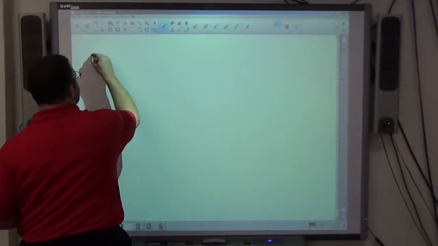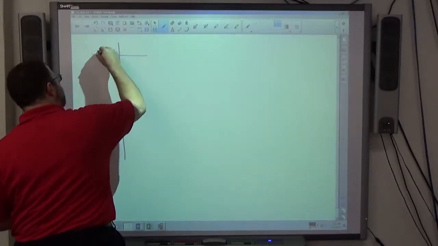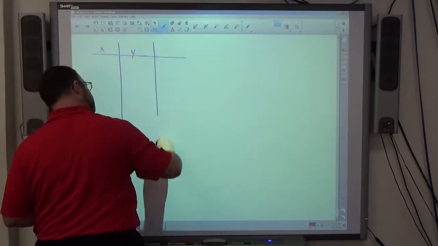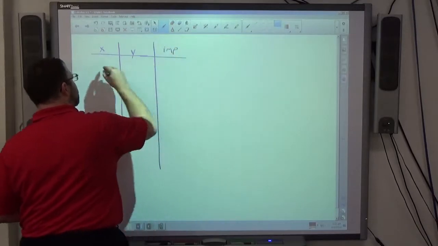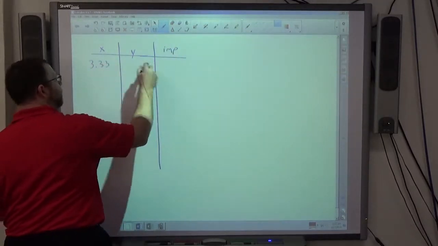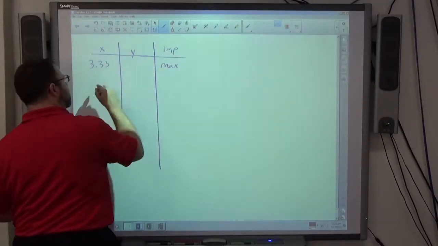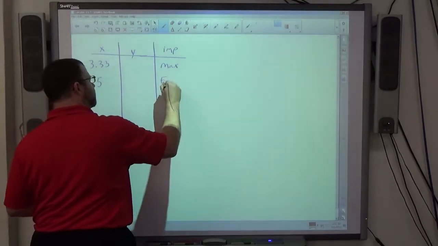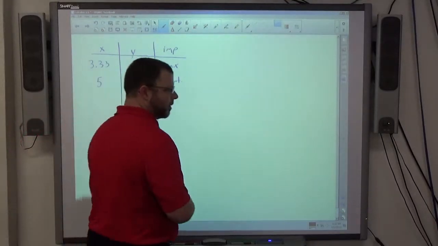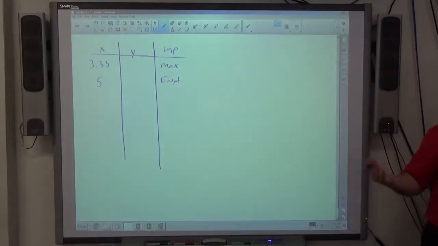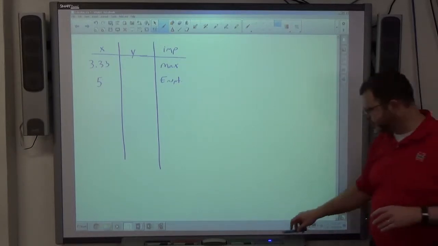But I want more than one point. So let's just take a look at what I have so far. I know I have an endpoint. You always want to pick an endpoint. All right, so always pick that. 3.33 is a max, and that's all I have for information.